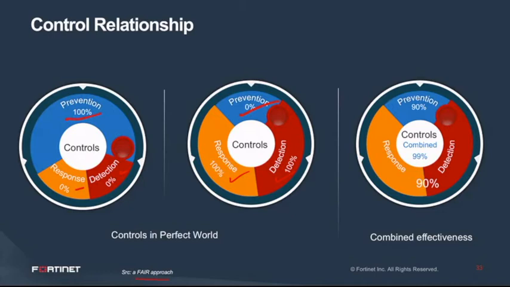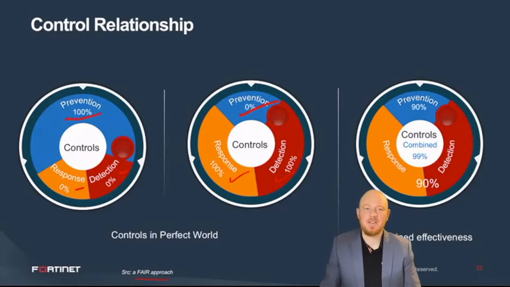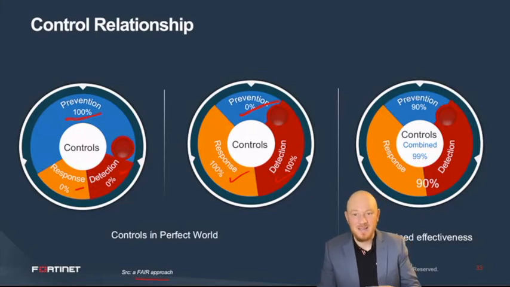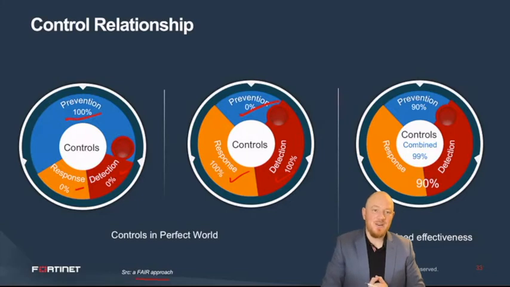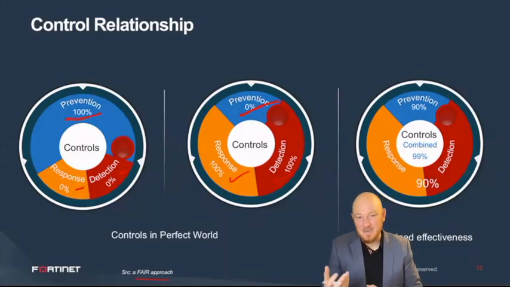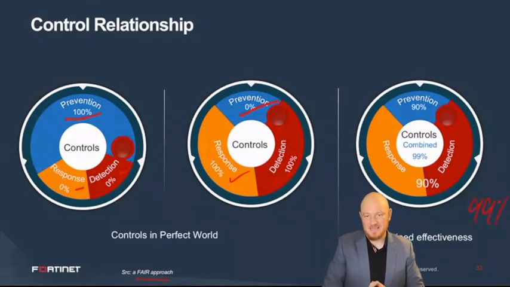But in the real world, let's have a look at another example. What if the prevention is only 90% effective? For example, if only 10% of the fraud attempts are successful, this means that 10% of the time we have to detect that a loss event occurred, and we then need to respond to it. If our detection and response combined are 90% effective against 10% of those events, then the combined effectiveness is 99%.